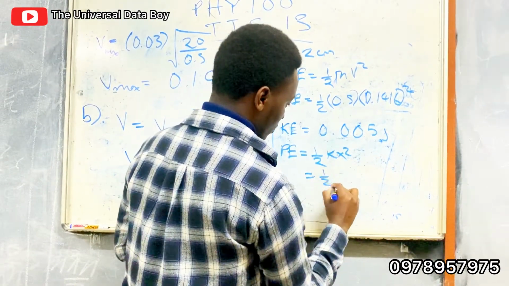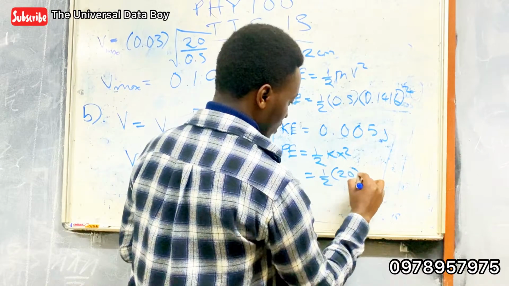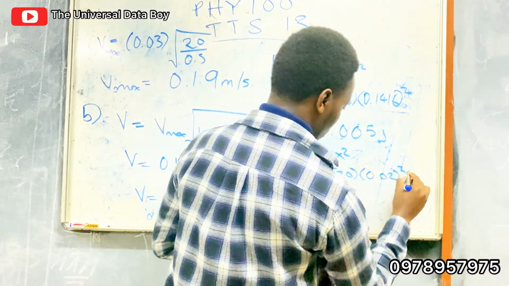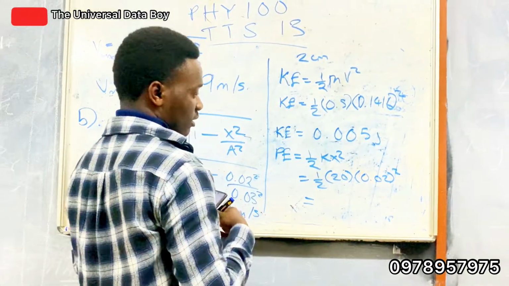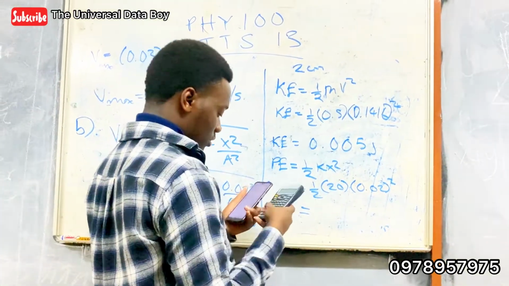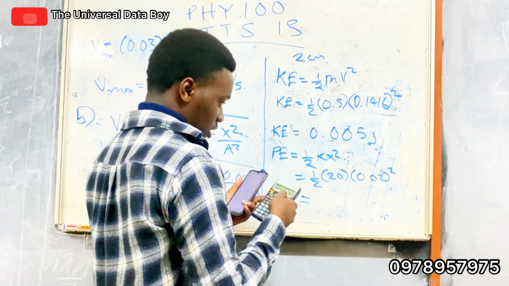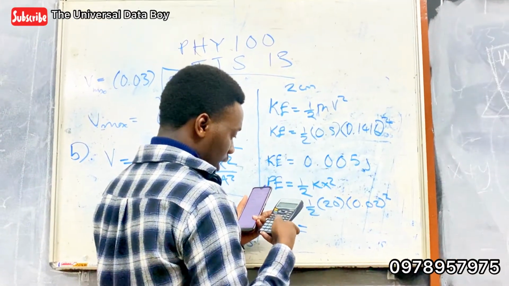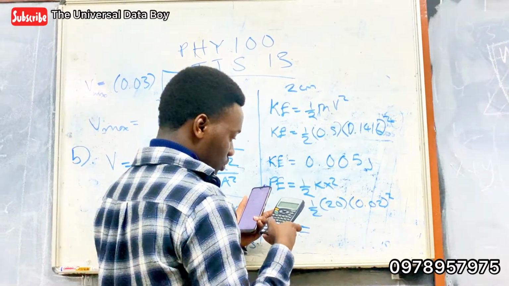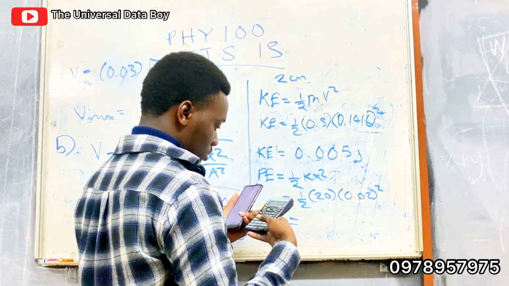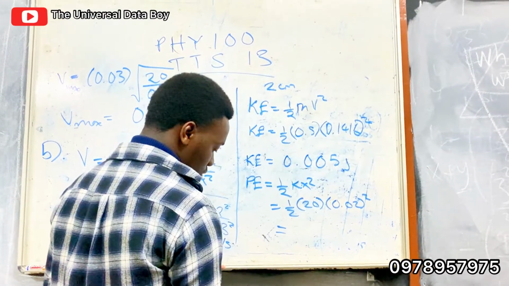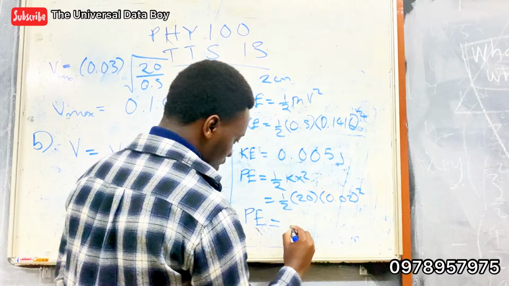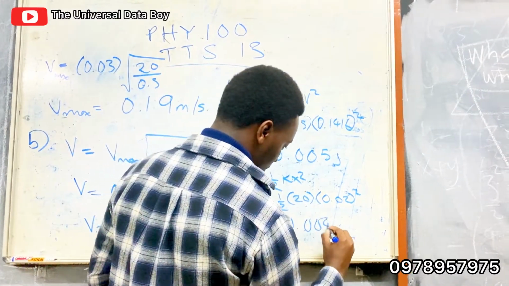Then the potential energy PE is going to be equal to 1 over 2 kx squared. So it's 1 over 2, k is 20, x is 2 centimeters, which is 0.02 squared. So 0.5 times 20 times 0.02 squared. The answer is 0.004. So the potential energy is equal to 0.004 joules.